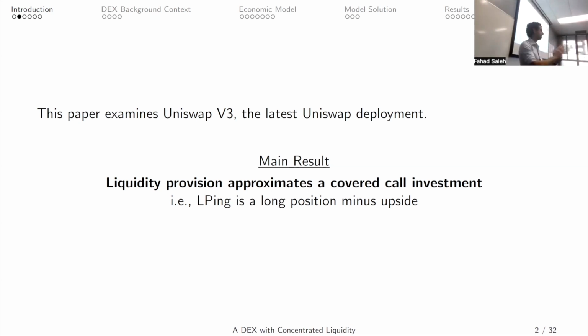Because maybe at about 3,500, I stop being exposed to Ether. And so I only make 500, up to the 3,500, and I don't make the next 500 to 4,000, okay? So covered call, think about a long asset position in a risky asset, but sort of truncated, because past a certain point, you don't get it. Yeah. And there's a premium.